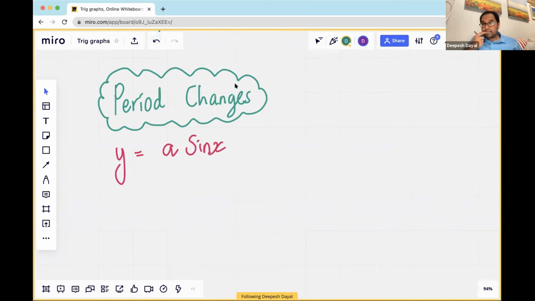When we add period changes, we assume that the original would have been 1. So it's like sine 1x, right? But we can write this as another standard form, which is a sine bx. Sometimes at your school, your teacher could use other letters, F and G or something different. But we're going to use this. So this B here for us would be the change in the period.